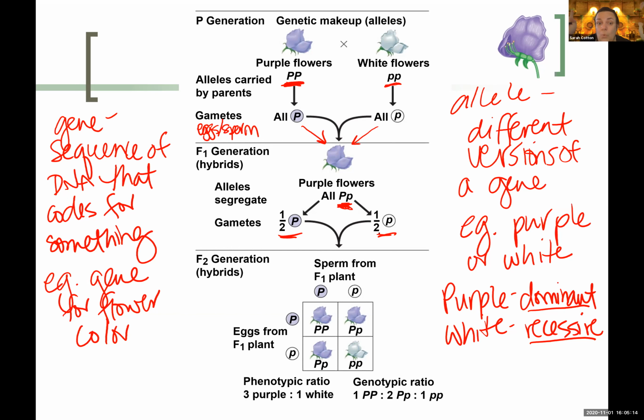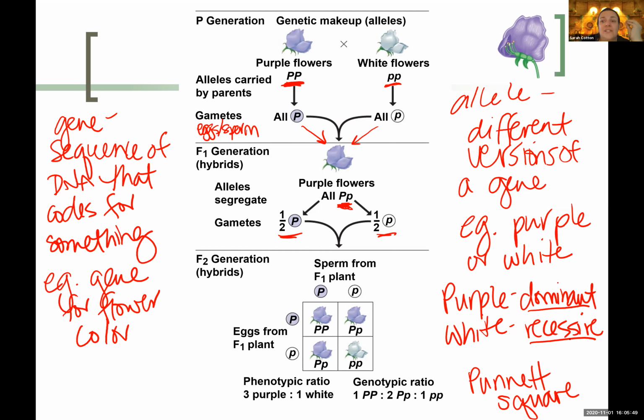Okay. All right. Now we're going to breed the F1s together, right, to come up with our F2 generation. Okay. And so this is where we run into something called a Punnett square. Okay. So a Punnett square is a tool that is used to predict the ratio of what kinds of offspring you can produce.